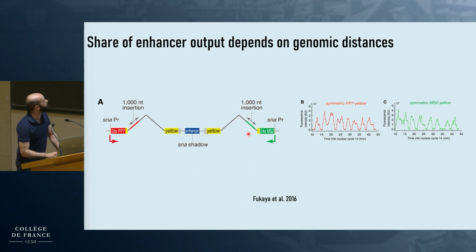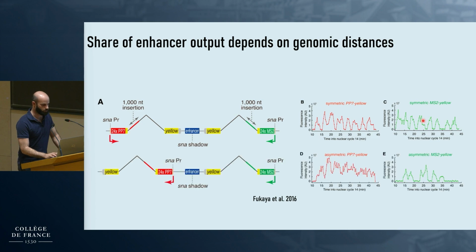Fukaya in the lab of Mike Levine, which used this synthetic system where he used the same promoter and placed it in different configurations relative to one enhancer. In this case, you have the same linear distance between the enhancer and the two promoters that either drive red PP7 signal or green MS2 signal. And when this is the case, you can see coordinated bursts of transcription between the two promoters.